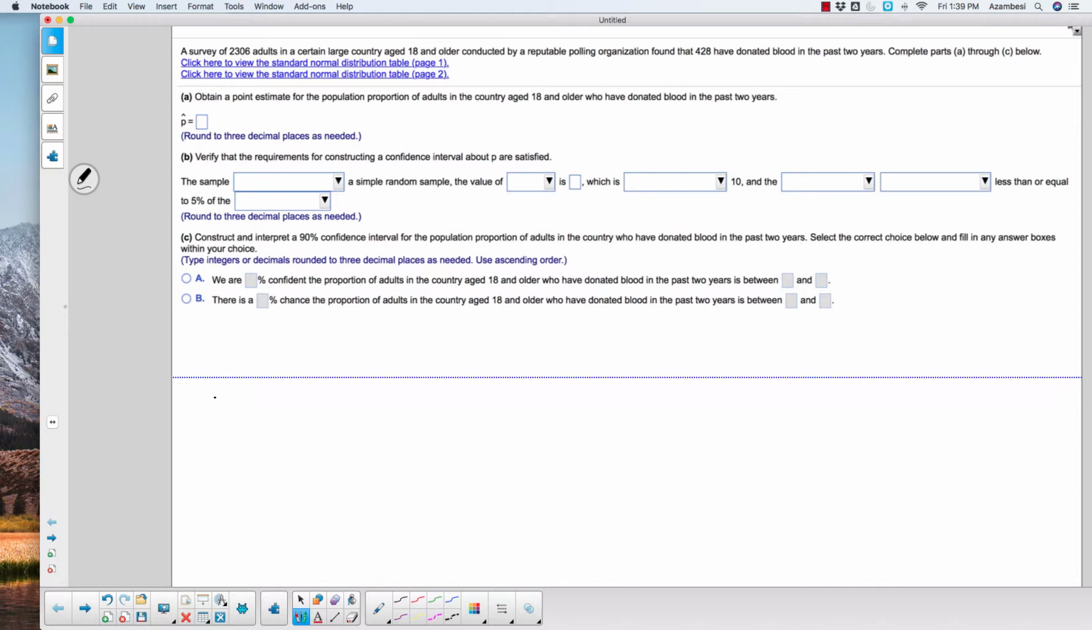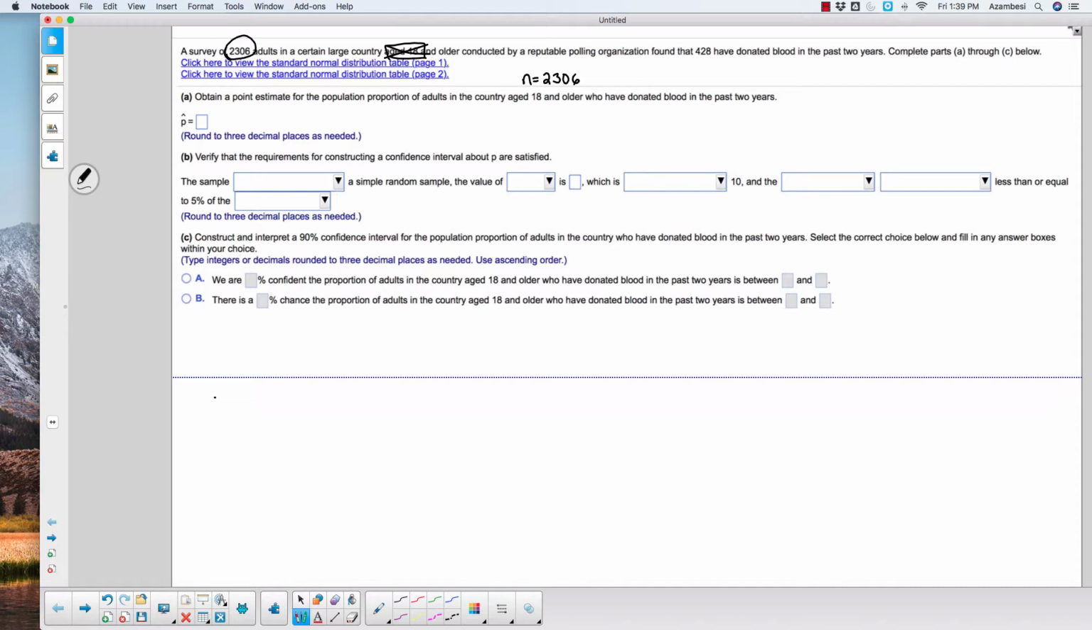It says a survey of 2306 adults in a certain large county, age 18 and older, conducted by a reputable polling organization, found that 428 have donated blood in the past 2 years. If I am thinking about this sample, this 2306 is the number of adults that they put in the sample. So here n would be equal to 2306. Now, the number 18 is not something that's used in the problem. It's a descriptor, but a lot of times there are numbers in the problem that are not necessary for calculation, and you have to be able to pick those out.